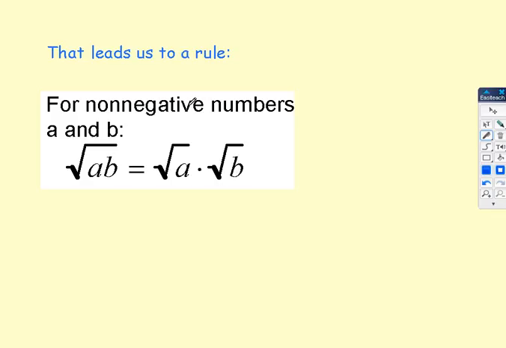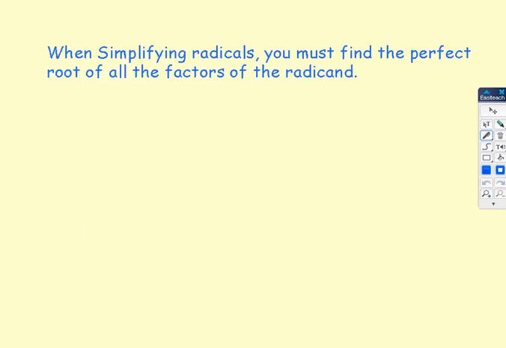This rule is that for any non-negative numbers, you can't have negatives inside the radical, the square root of a times b is the same as the square root of a times the square root of b. So you can separate out factors, and that's going to help us simplify some radical expressions. Okay, I would write this down in your notes.